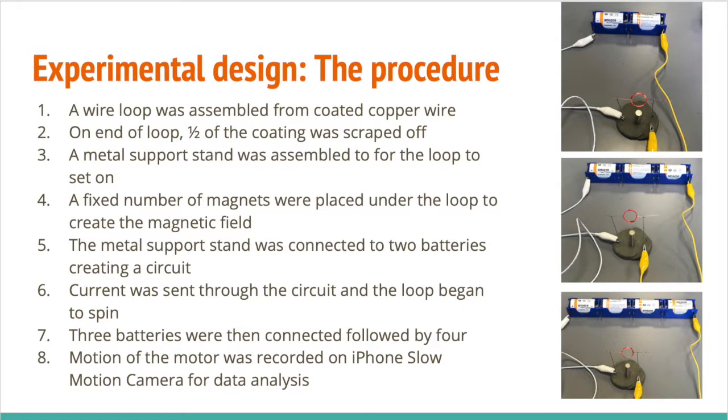The metal support stand was then connected to two batteries to create a circuit. Current was then sent through the circuit and the loop began to spin. 3 batteries were connected and then followed by 4. Motion of the motor was recorded on an iPhone slow motion camera for data analysis.